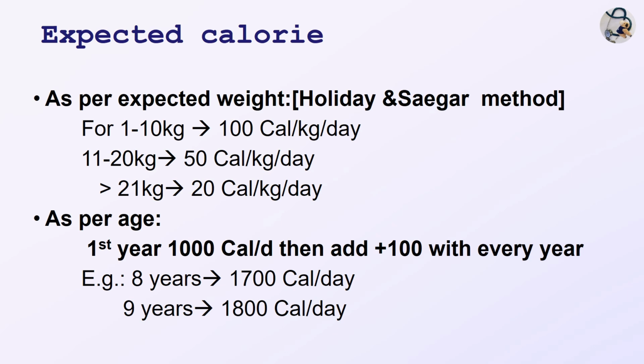So beyond 20 kg, for every 10 kg you add on 20 kilocalorie per day. As per age, for the first year, a child requires 1000 kilocalorie per day. Then every year you go on adding 100. That means an 8-year-old child will require 1700 kilocalorie per day. A 9-year-old child will require 1800 kilocalorie per day. A 3-year-old child will require 1200 calorie per day. So that way.